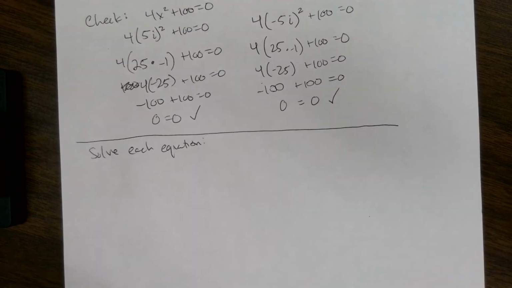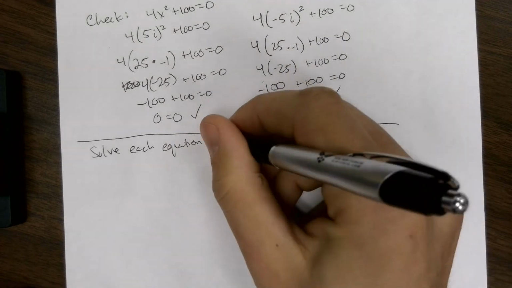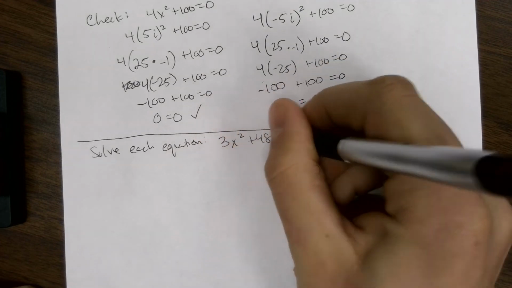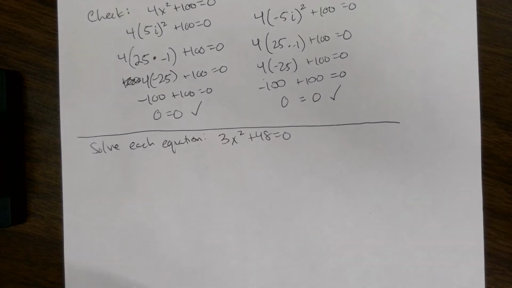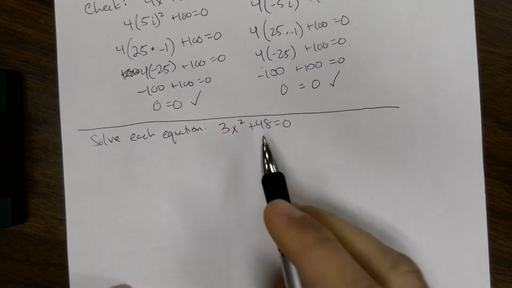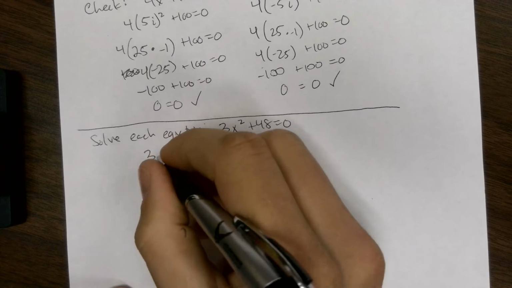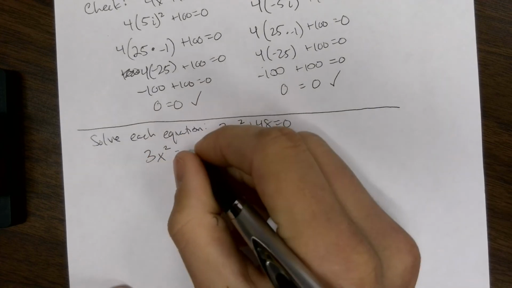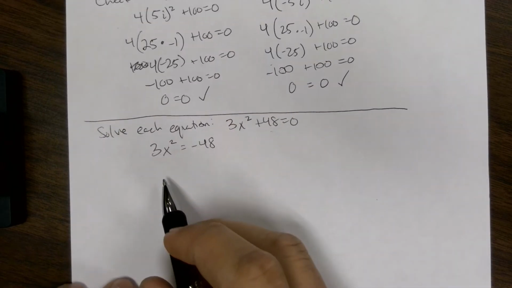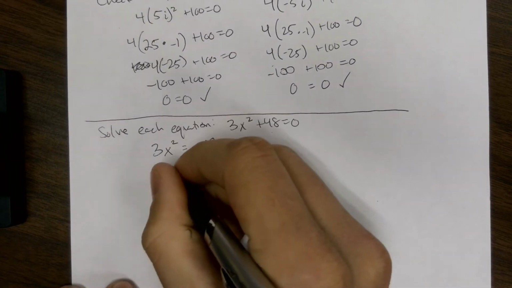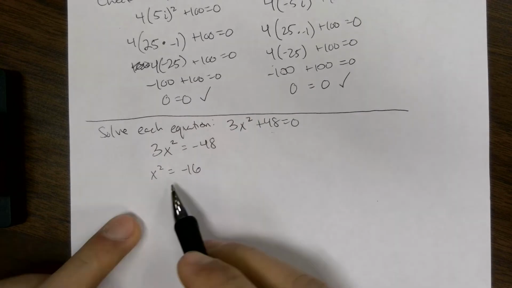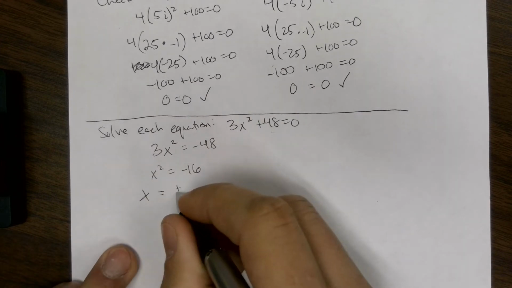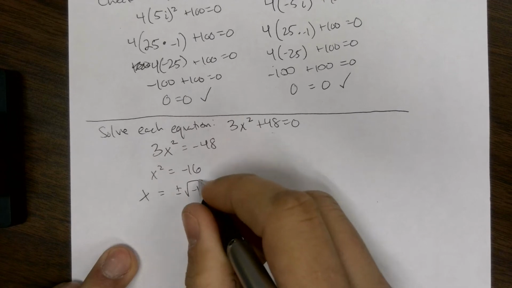Solve each equation. Alright, so first one here, I'm going to do 3x squared plus 48 equals 0. I want to isolate x, so I'm going to move the 48 to the other side, so 3x squared equals negative 48. Divide by 3, x squared equals negative 16. I'll take the square root, so I have x equals plus or minus the square root of negative 16.